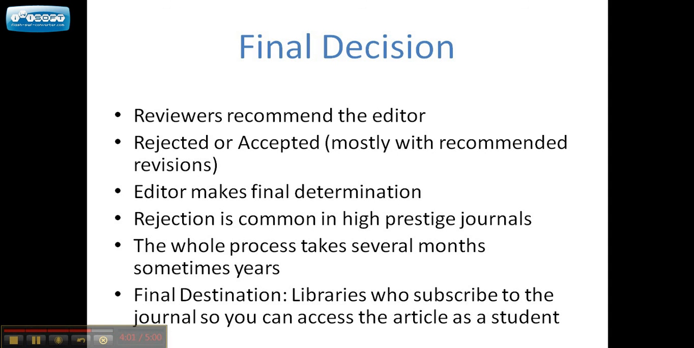So the final decision is made by the editor of the journal, but based on the recommendations of the reviewers or the referees or the peers who review these articles. So either the study is rejected or it's accepted. But even when it's accepted, it's mostly with recommended revisions. And as I mentioned, the journal editor is the one who makes the final determination whether the article is suitable.